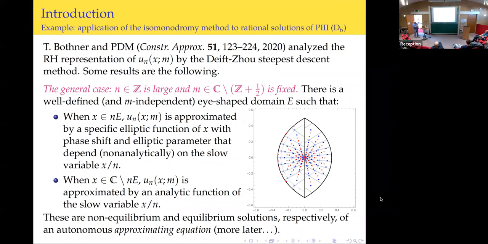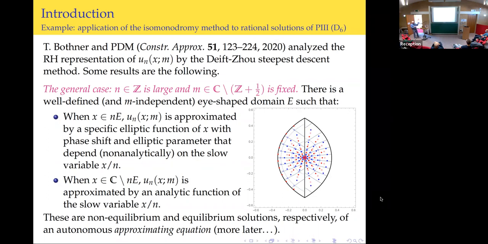And this domain E is such that when x is in the n-scaled version of E, so we expand it out to size n, this I, when x is there, this function u_n of x, m is very accurately approximated by a specific elliptic function of x that we calculate. And that elliptic function has a phase shift and an elliptic parameter that actually change as you move around inside of this I. From point to point in the I, like over here, you can see that the grid of these poles and zeros is lining up in this way, but down here it's different, right? That's because there's been a modulation of that elliptic parameter as we move through the I.